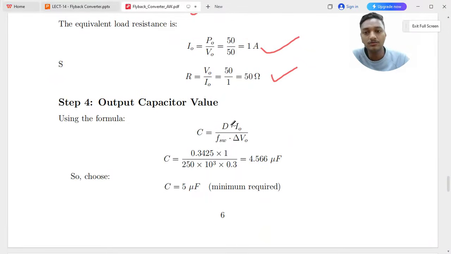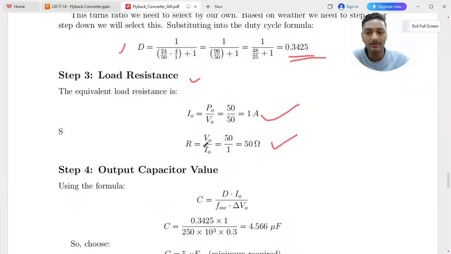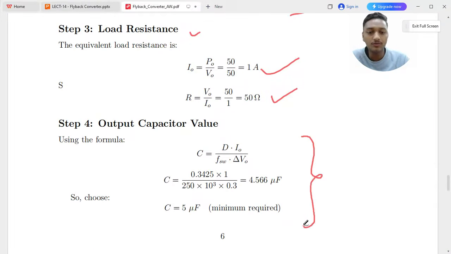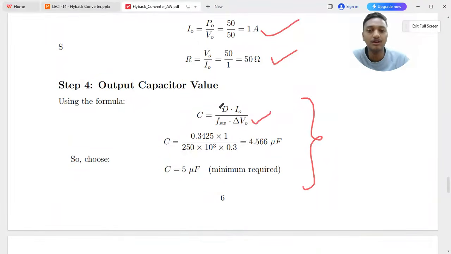Now we have the value of D available, and I am going for the output capacitor sizing. We have seen the derivation, or the formula, for the value of C out: D into I naught divided by FSW into delta V naught. Delta V naught, I have a stringent requirement of 0.3 volt. So I just put in the values and calculate the value of C.